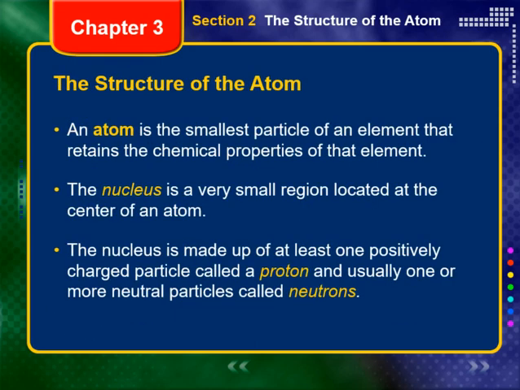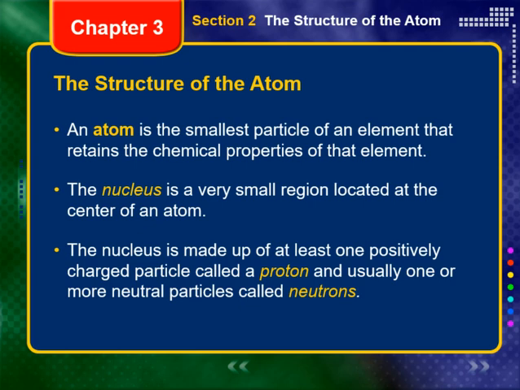Chapter 3, Section 2, The Structure of the Atom. Although John Dalton thought atoms were indivisible, investigators in the late 1800s proved otherwise. As scientific advances allowed a deeper exploration of matter, it became clear that atoms are actually composed of several basic types of smaller particles, and that the number and arrangement of these particles within an atom determine the atom's chemical properties. Today, we define an atom as the smallest particle of an element that retains the chemical properties of that element.